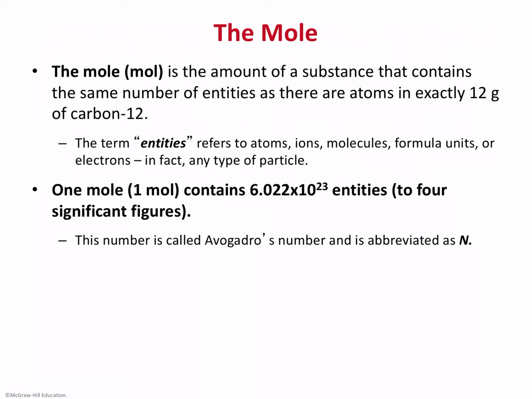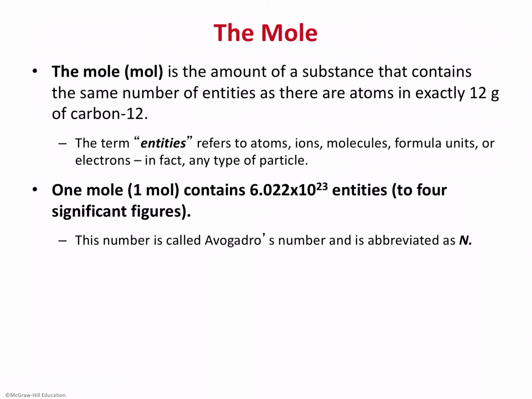The mole. So what is the mole that we are so excited about in chemistry? The mole, or sometimes you can write it as MOLE or MOL, is the amount of a substance that contains the same number of entities as there are atoms in exactly 12 grams of carbon 12. So carbon, if you look at your periodic table, atomic mass for carbon is 12. Meaning if you take 1 mole of carbon, it has 12 grams. The molar mass of carbon is 12 grams.